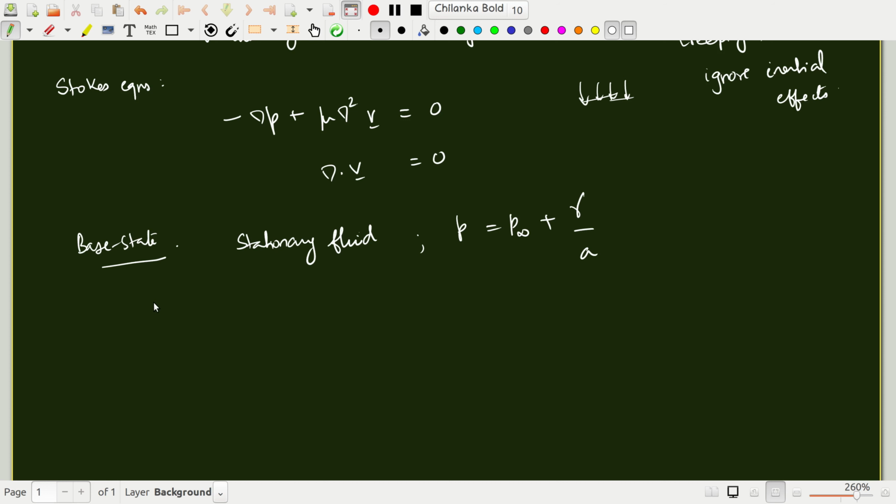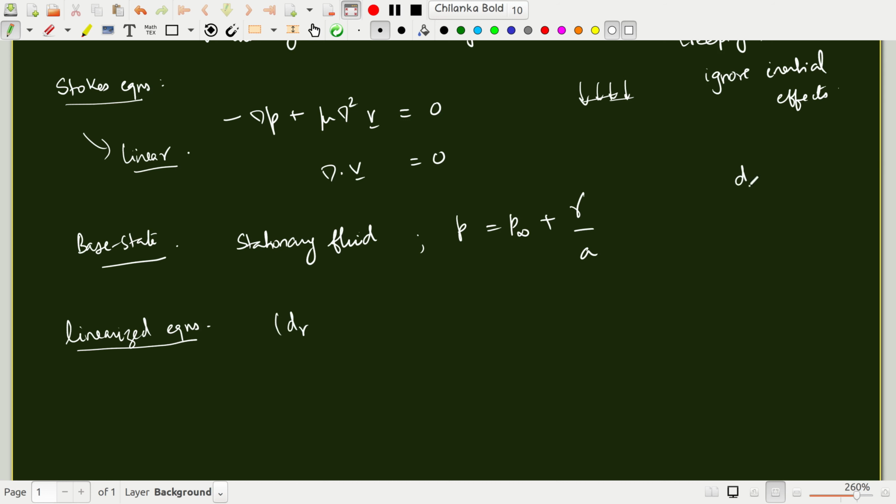This is the Young-Laplace equation for an infinite cylinder. Now, the linearized equations: well, there is no need for linearizing, because the Stokes equations are by nature linear, since all the nonlinearities are in the inertial terms, which we are ignoring.